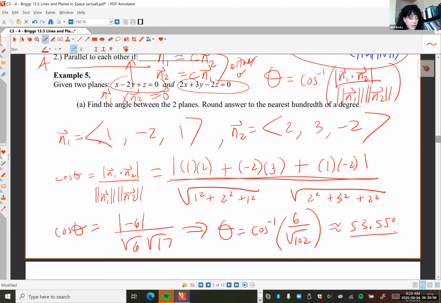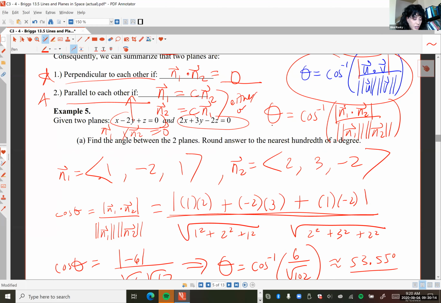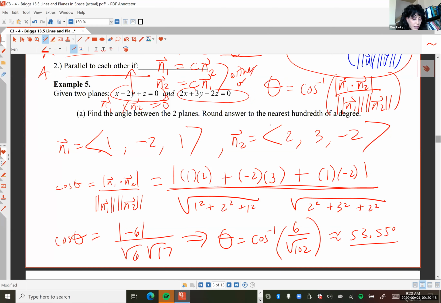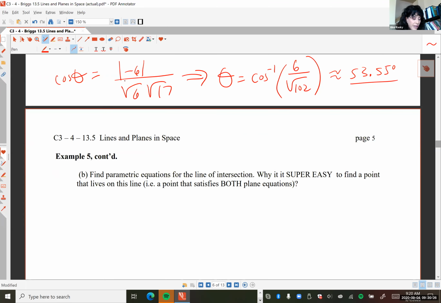And now I'm going to do a really hard problem, because I can. This next question is a continuation. This is example 5, part B. So we're still dealing with the two planes that we started off considering up here. We got the angle between the two planes, fine. And now they want the parametric equations for the line of intersection.